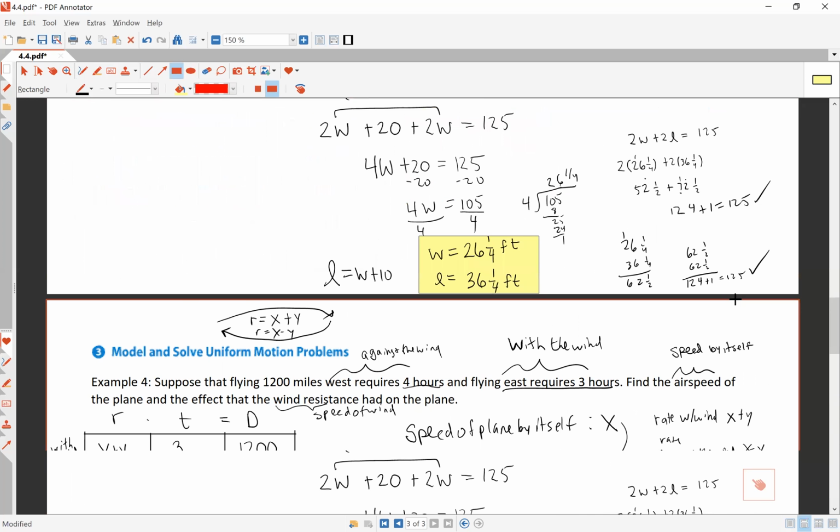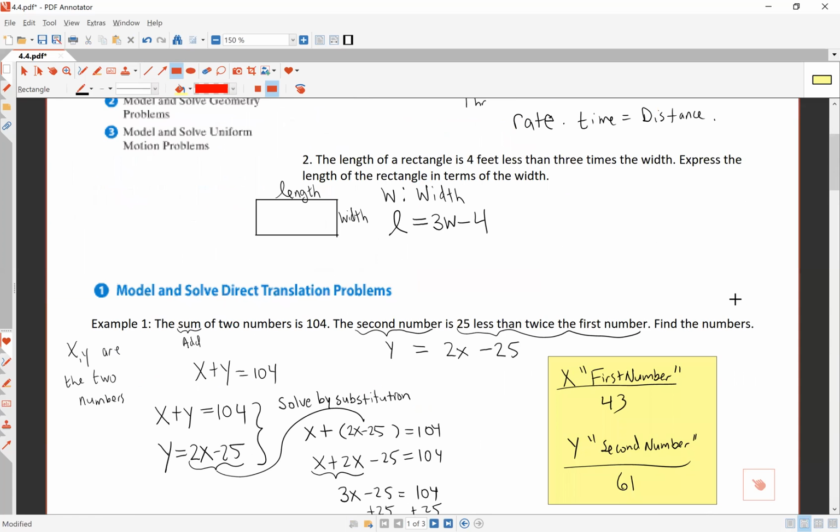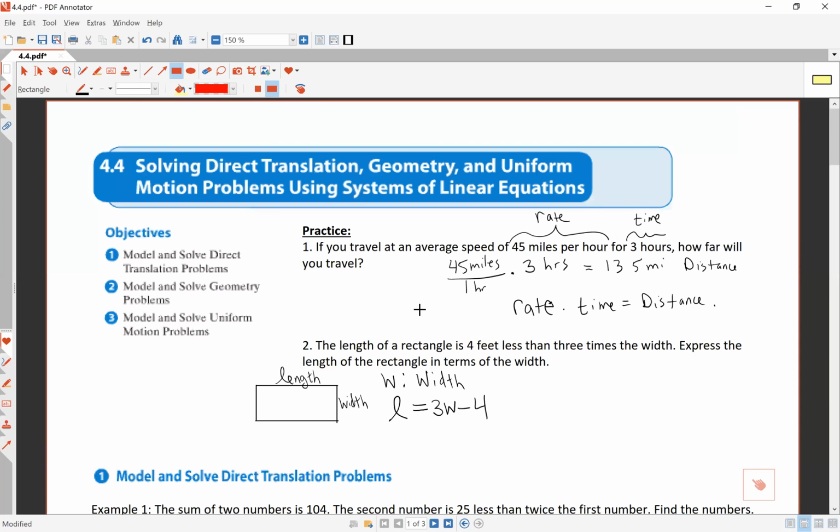This concludes the video for section 4.4, solving direct translation, geometry, and uniform motion problems using systems of linear equations. Objective 3, model and solve uniform motion problems.